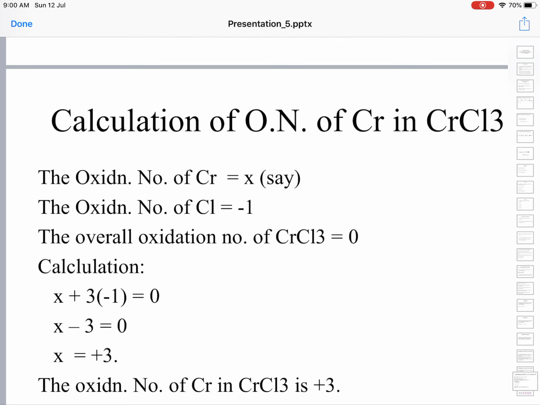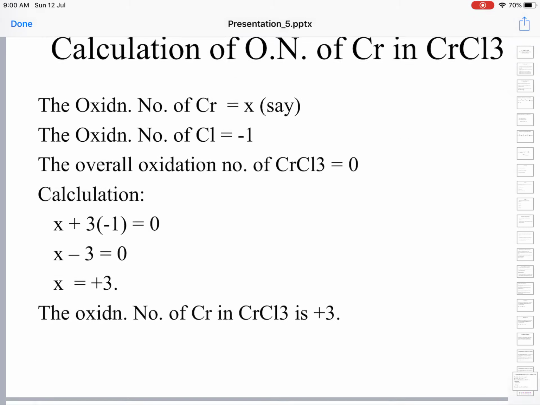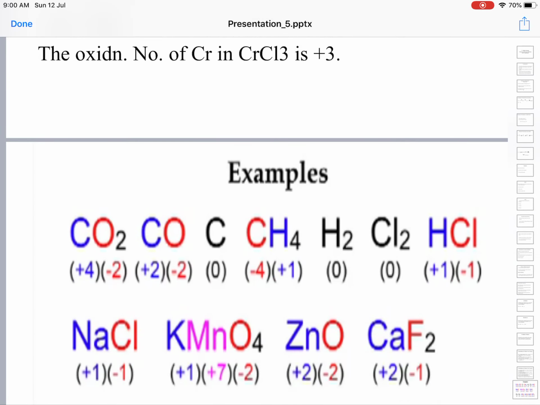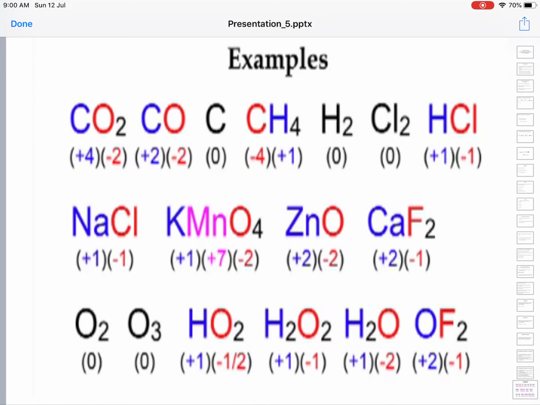Let us see the oxidation numbers in a few examples. In carbon dioxide, carbon is +4, each oxygen is -2. In CO, carbon is +2, oxygen is -2. Carbon as an element is 0. Likewise, in methane, carbon is -4, H2 is 0, Cl2 is 0, HCl: H +1, Cl -1, NaCl: Na +1, Cl -1.